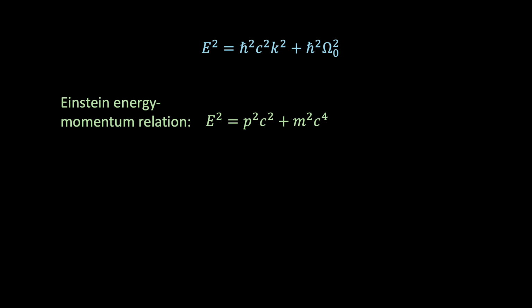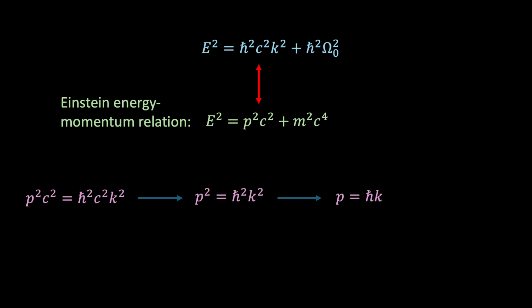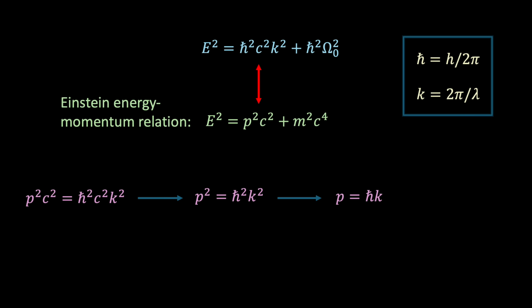To see why, let's match terms. If we equate the first two terms, and then divide both sides by c squared, and then take the square root, we obtain the relation p equals h bar k. And if we then use the definitions of h bar and k, we recover the famous de Broglie relation, linking a particle's wavelength and momentum.